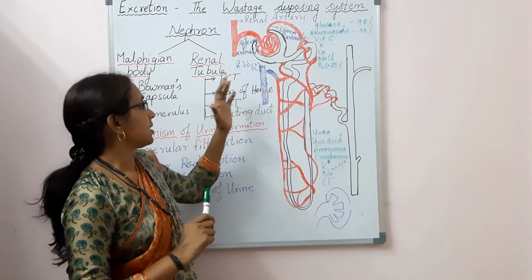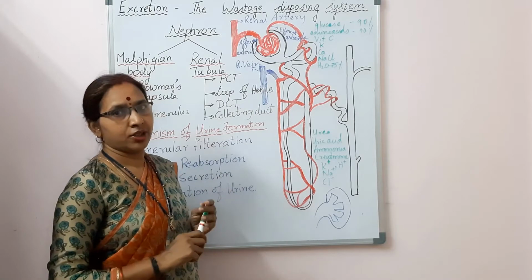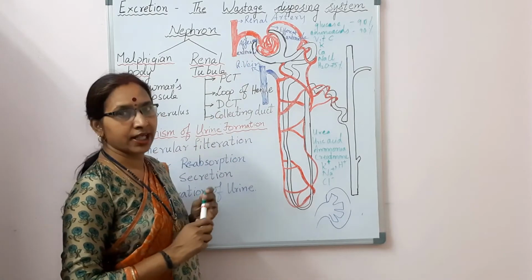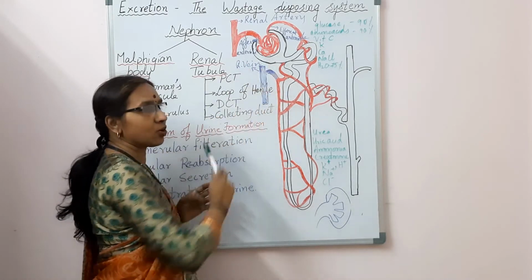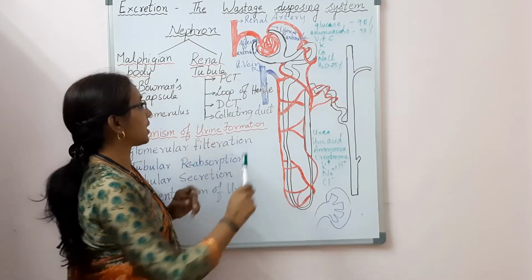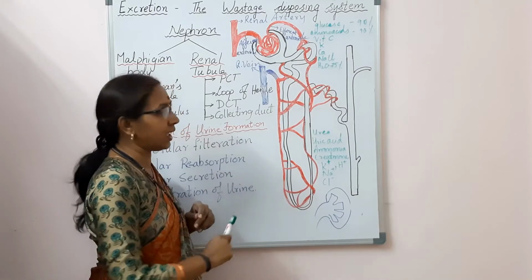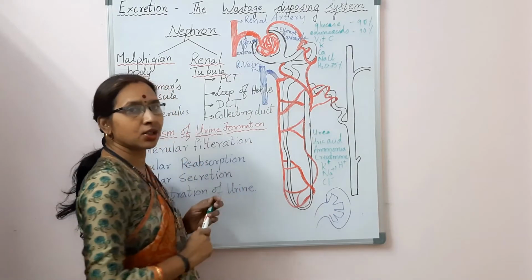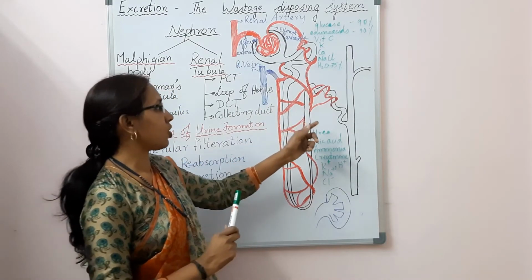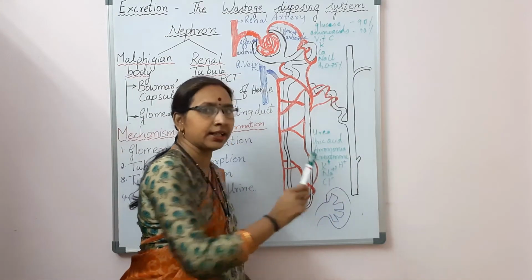So this is the structure of the nephron. You have learned that Malpighian body consists of the Bowman's capsule and the glomerulus, and the renal tubule consists of the proximal convoluted tubule, then the loop of Henle, and then the distal convoluted tubule, and this distal convoluted tubule leads into the collecting duct.